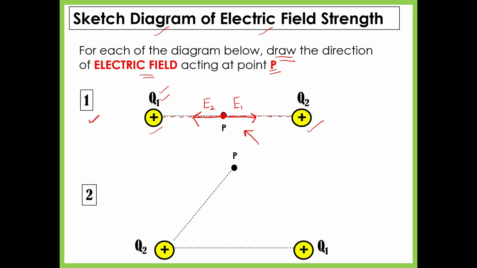For number 2, again we have plus and plus. So it's going to be outward direction of electric field with respect to point P. So this is E1. With respect to point P due to charge number 2, this is how we draw the direction of electric field from charge number 2.